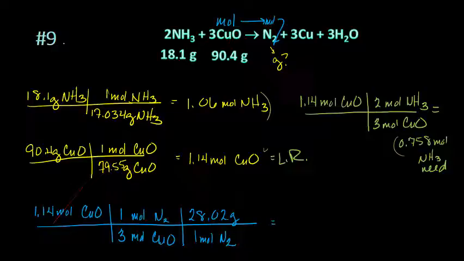Let's see what we get. So 1.14 times 28.02. Divide that by 3, 10.6. 10.6 grams of nitrogen. And we have the correct number of sig figs. There's our final answer.